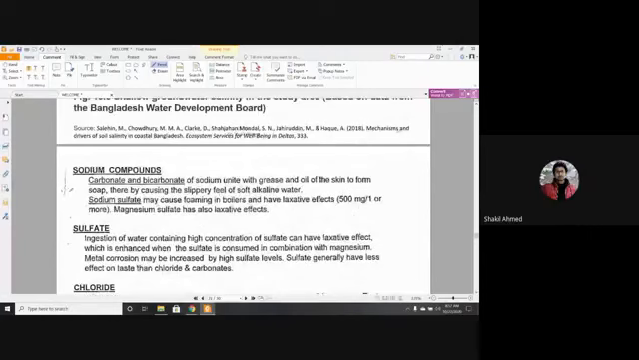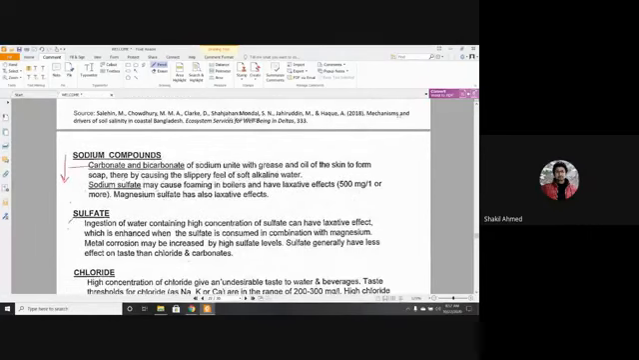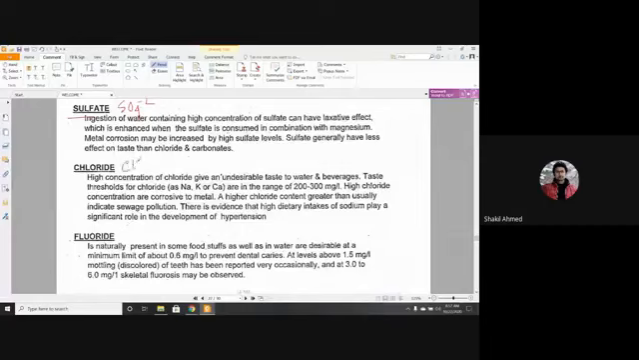There are other pollutants in water, for example sodium compounds, sulfate, fluoride, chloride. Now, the thing is, fluoride in water might be necessary for us up to a certain level, but you need to make sure they do not exceed the standard concentration level. If they are in excess amount, then that's a problem.